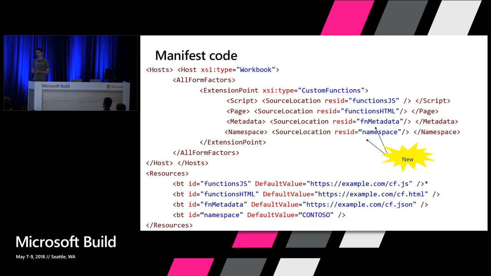The final bit of code is in the manifest. This looks like it's pretty complicated and a lot of lines here, but actually there's only 3 bits or 4 bits that you need to worry about. And those are the URLs at the bottom there that specify the JavaScript location, the HTML location, the metadata location, and the namespace for your function. What's the namespace? I haven't talked about that yet. That's where you saw Contoso in my list.